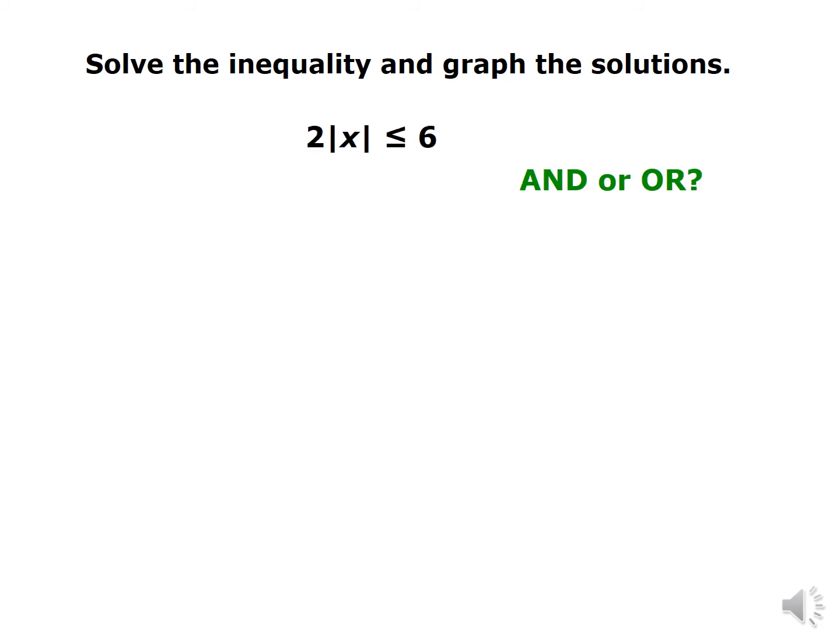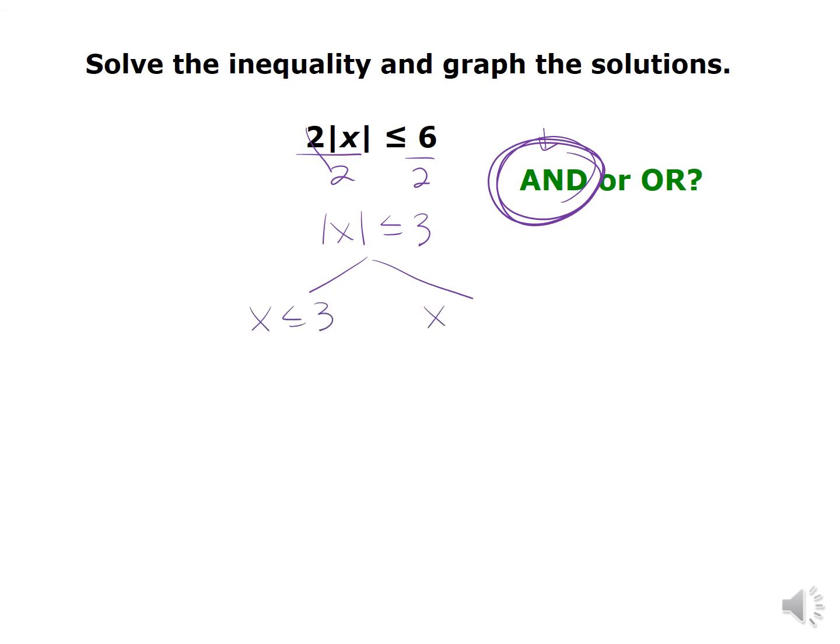Okay, so again, before we get to this point, we have to get it alone. Okay, so we have the absolute value of x is less than or equal to 3. It's less than, so we're going to do and. We just have to remember that it's an and. x is less than or equal to 3. x is greater than or equal to negative 3. And we're done solving. So we're going to graph it.